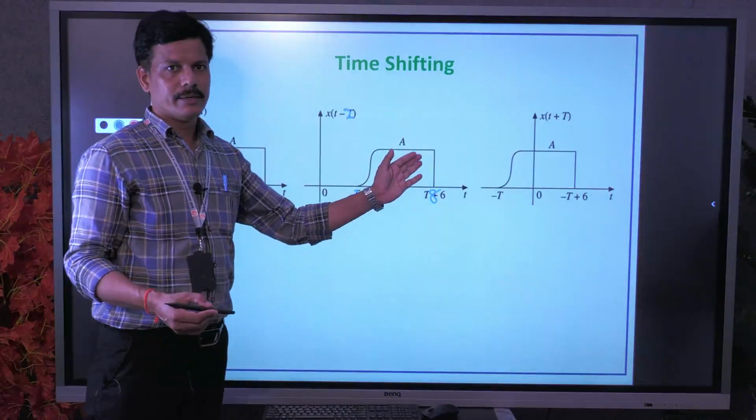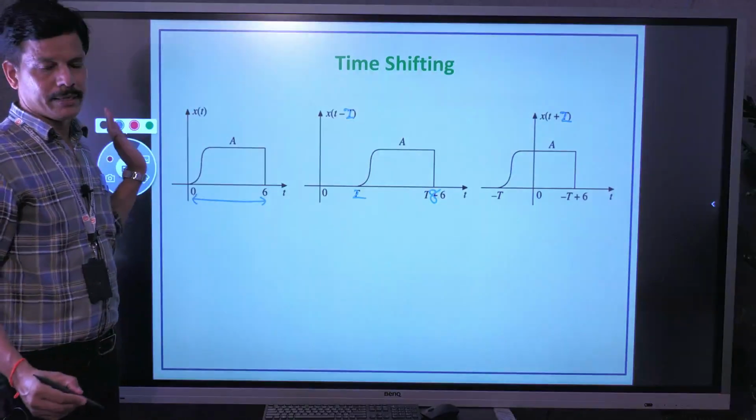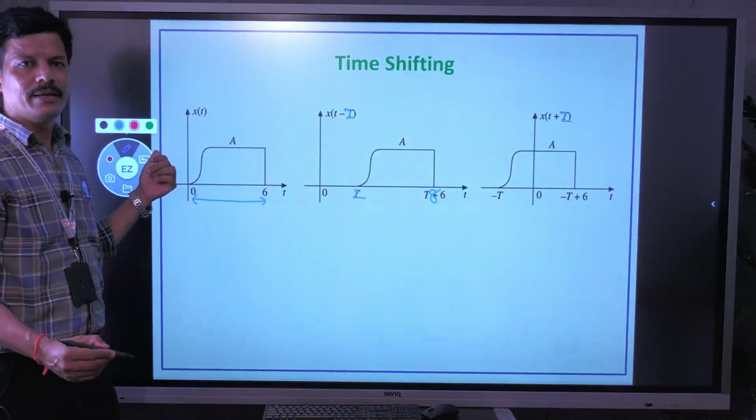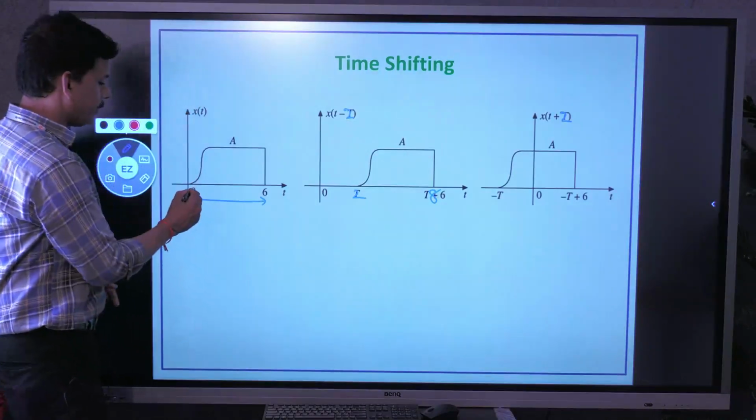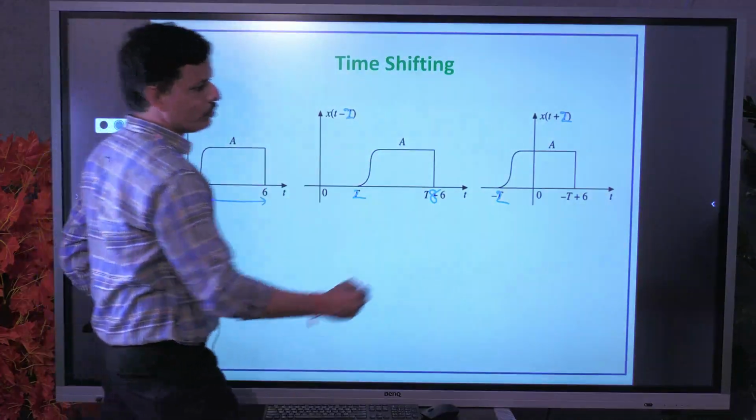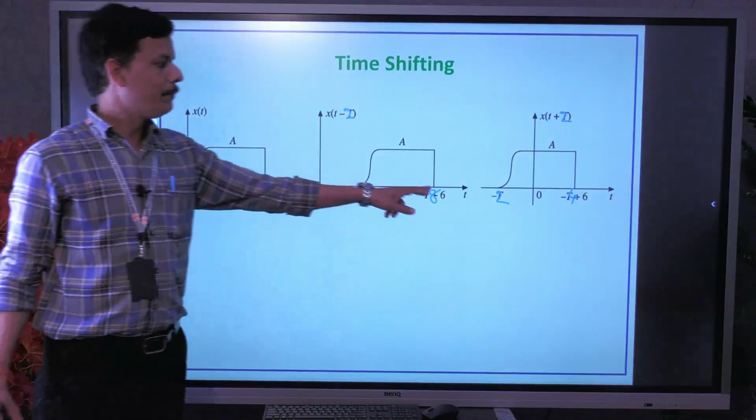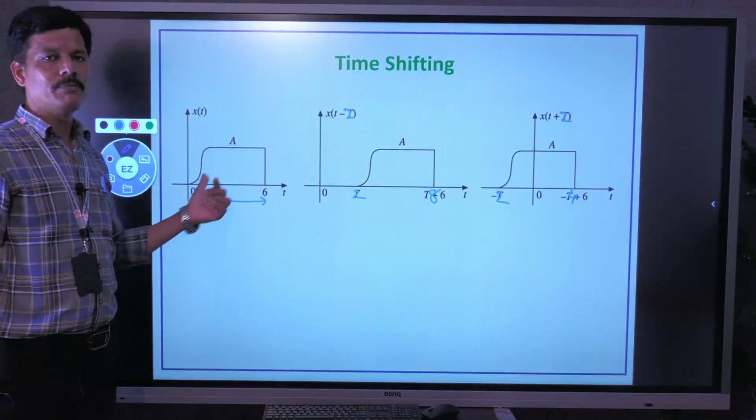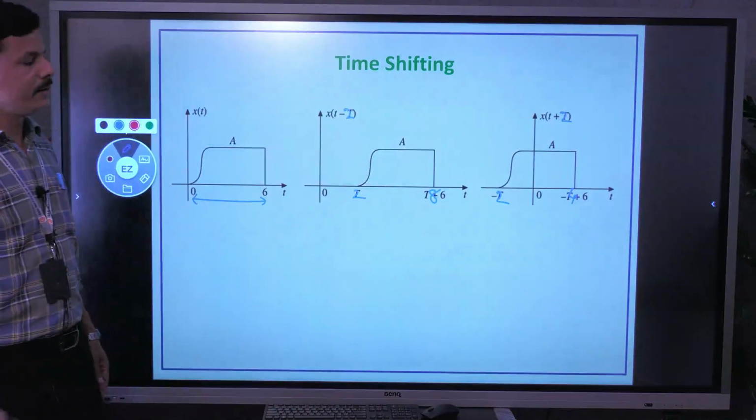Similarly, left shifting, x of t plus 2. Here it means subtracting 2 from each time value of x of t, so it will move to the left side. It means 0 minus 2 is minus 2, 6 minus 2 is 4. So the signal x of t plus 2 ranges from minus 2 to 4, whereas the original signal ranges from 0 to 6. Like this we can easily understand the discrete time version also.